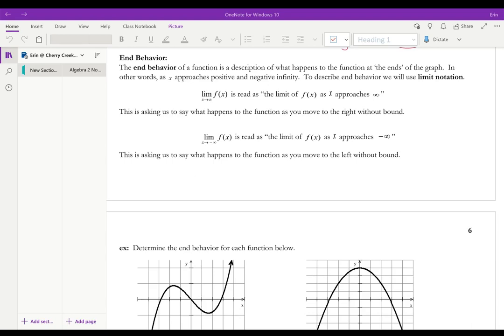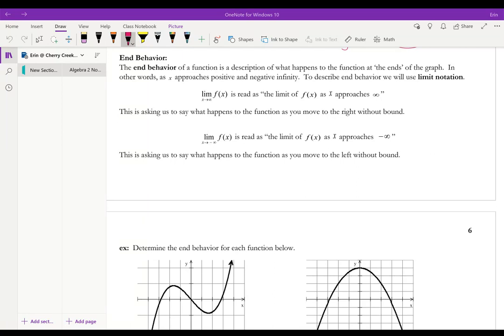Another important feature of functions that we want to talk about is called end behavior. So in your notes, follow along with me. It says the end behavior of a function is a description of what happens to the function at the ends of the graph. In other words, as x approaches positive and negative infinity.